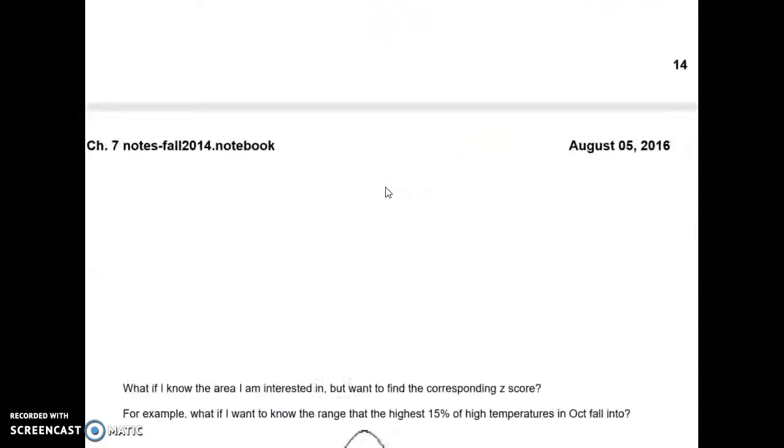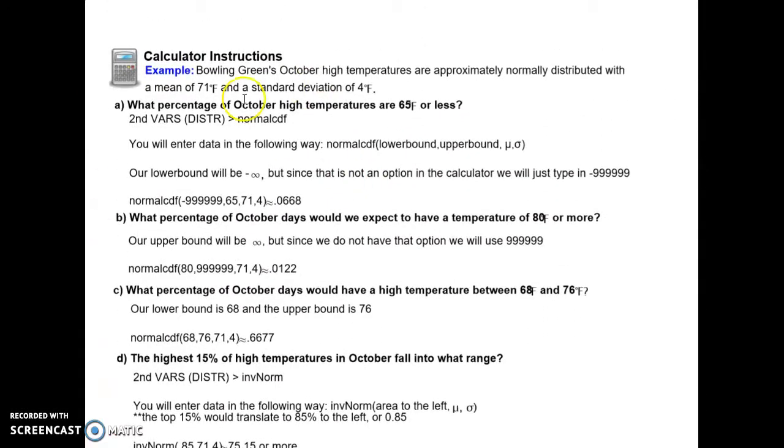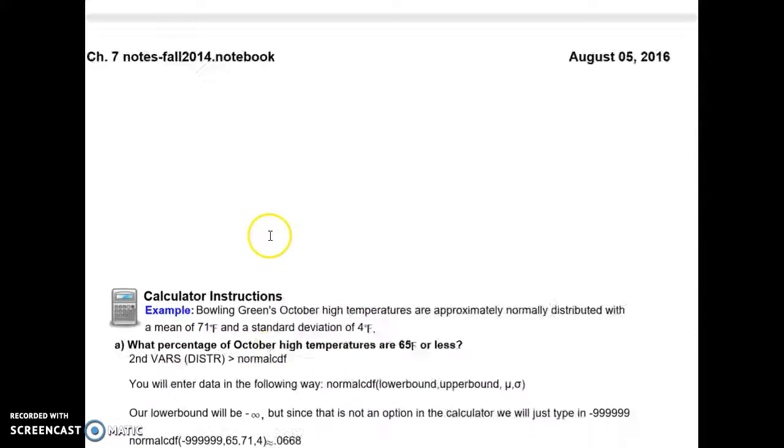In your notes, this page right here explains how to do this by hand, so you have that reference you can fall back on. In older calculators, you're going to need to type this in like it's showing on the screen: lower bound, upper bound, the mean, and then the standard deviation. With all the other calculators, it'll actually give you a pop-up menu, but let me show you how this works.